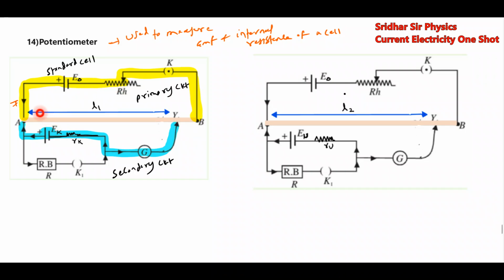Now let's do one thing. Here the current through galvanometer is 0. The current through galvanometer is 0. So therefore the current will not branch here, it will flow like this.